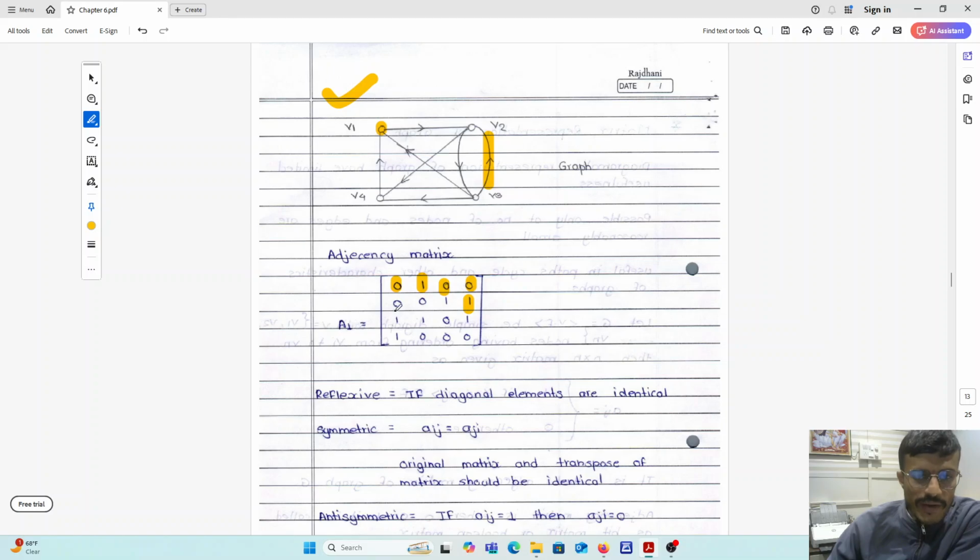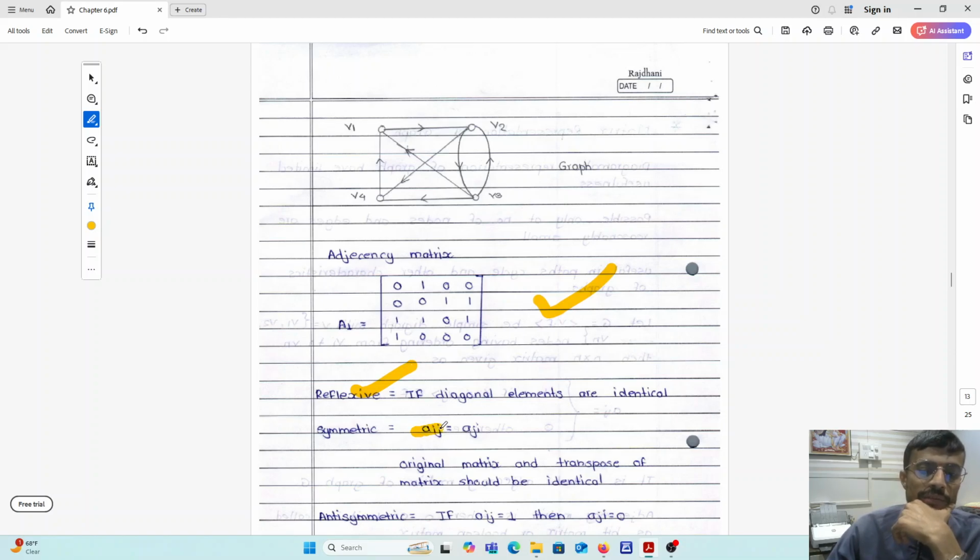So likewise we have to find out the adjacency matrix, that is A1. A1 is equal to 0 1 0 0, 0 0 1 1, 1 1 0 1, 1 0 0 0. When the given matrix is called a reflexive property: when all the diagonal elements are identical and 1, it should be 1, not 0, then it is called a reflexive property.